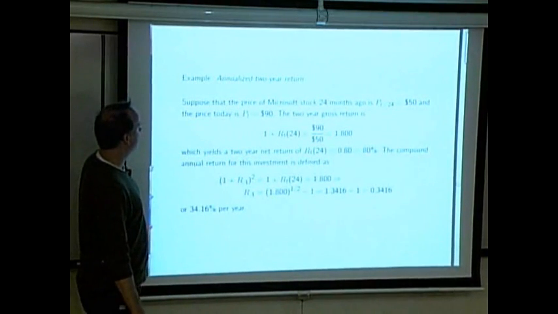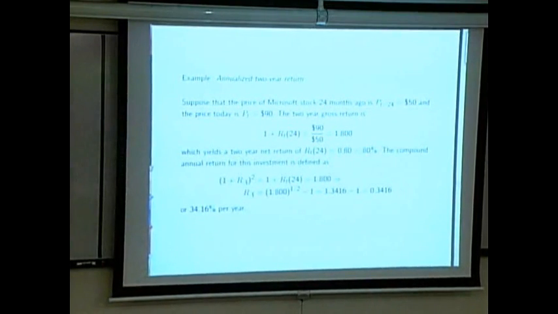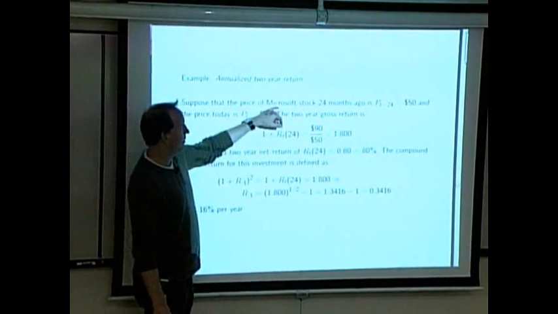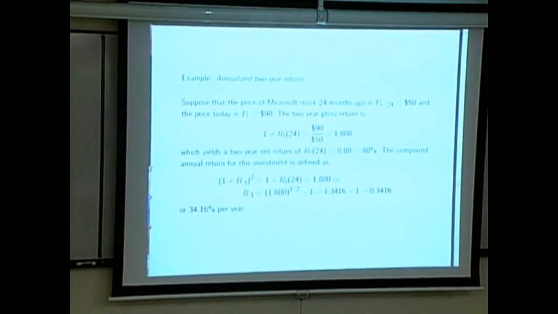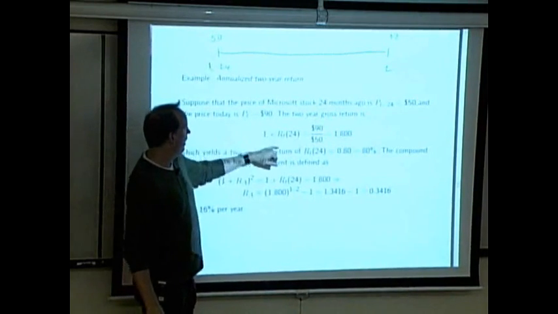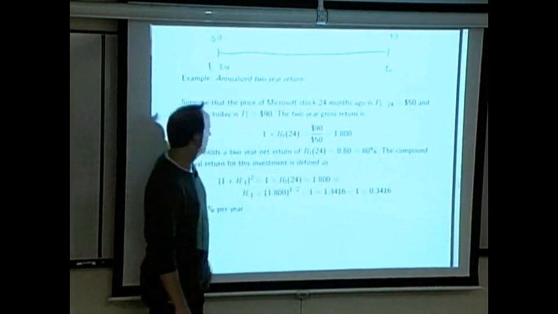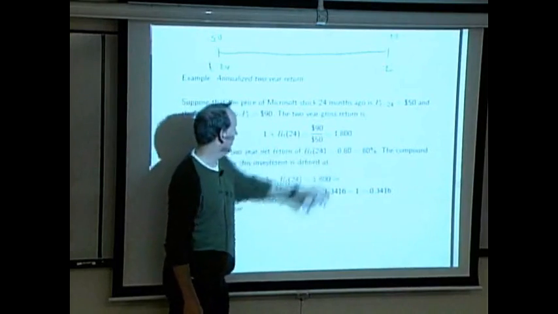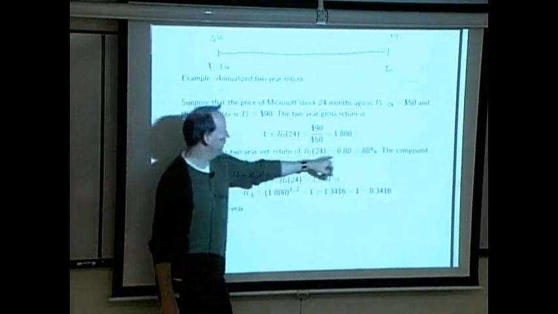Now, we can also do this in another example. Suppose we have a 2-year time horizon. So we can think of it this way. This is t minus 24, and this is t. And so we have, this is 50 and this is 90. And so we have a 2-year period. The percentage change in price over 2 years in this example is 80%. So 1 plus the 2-year rate of return is 1.8, and our 24-month rate of return is 80%.